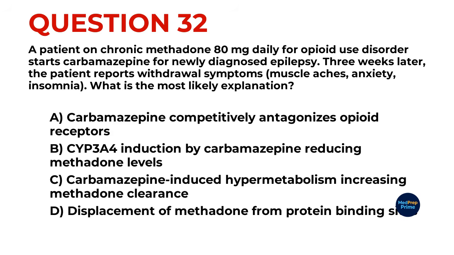Option A. Carbamazepine competitively antagonizes opioid receptors. Option B. CYP3A4 induction by carbamazepine, reducing methadone levels. Option C. Carbamazepine-induced hypermetabolism, increasing methadone clearance. Option D. Displacement of methadone from protein binding sites.